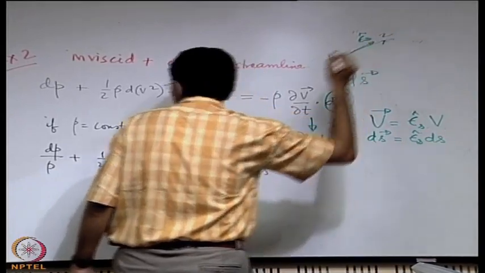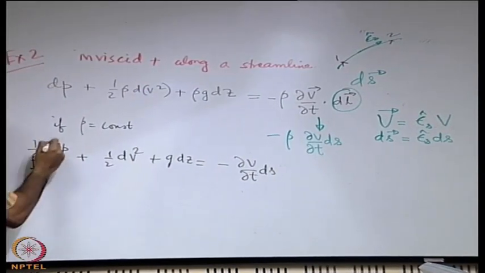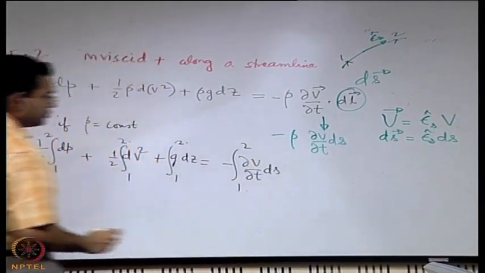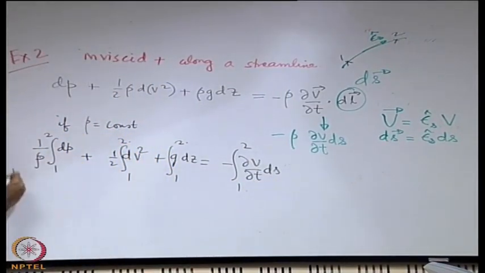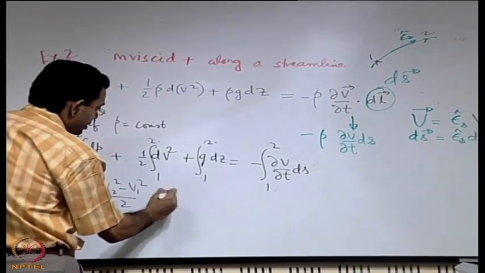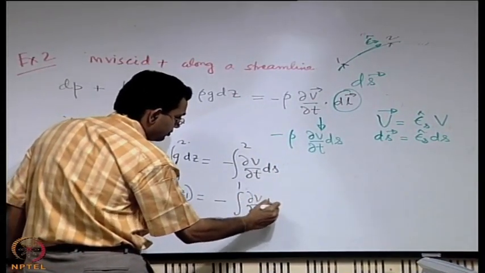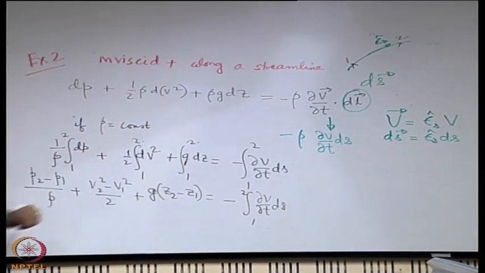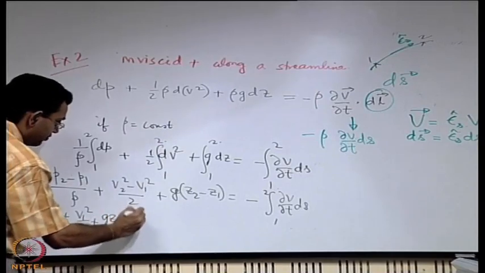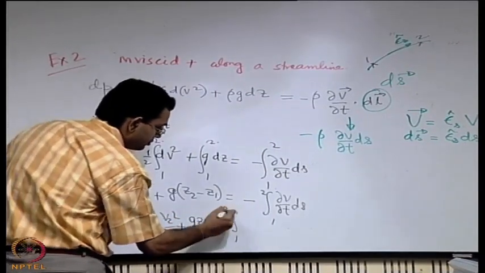If rho is constant we will take rho out of the integral when we are evaluating the integrals. So 1 by rho will come out, take the integral from 1 to 2. So we can write (P2 minus P1) by rho plus (V2 square minus V1 square) by 2 plus g into (Z2 minus Z1) is equal to this one. You can of course rearrange the terms and write P1 by rho plus V1 square by 2 plus g Z1, just like the standard Bernoulli form, equal to P2 by rho plus V2 square by 2 plus g Z2 plus one extra term.